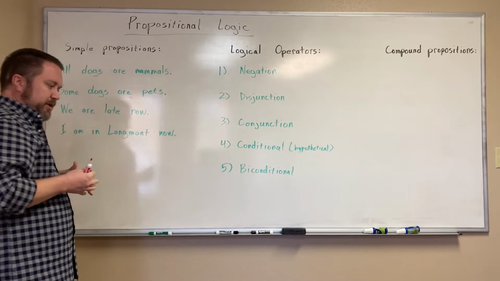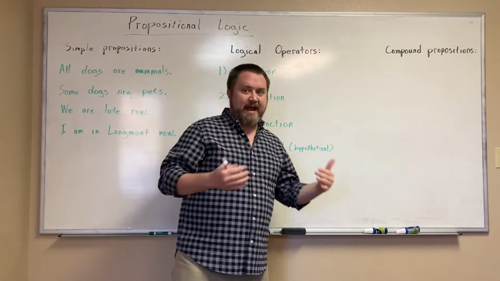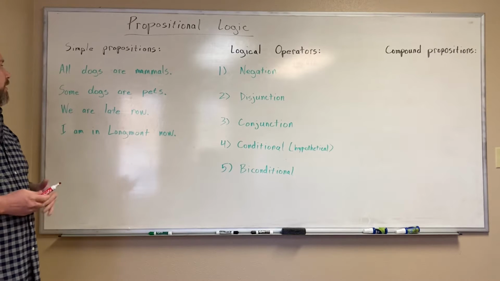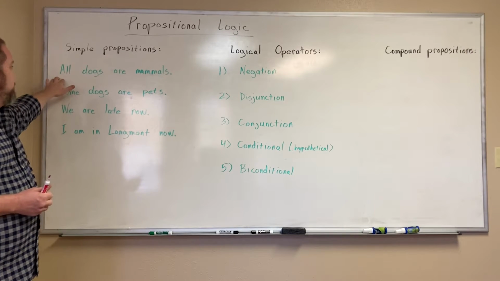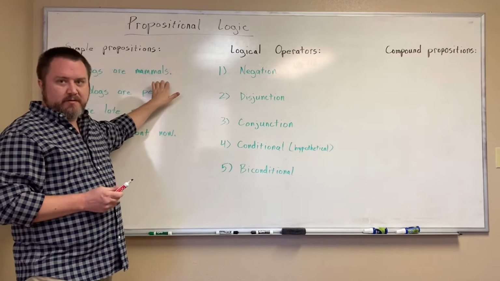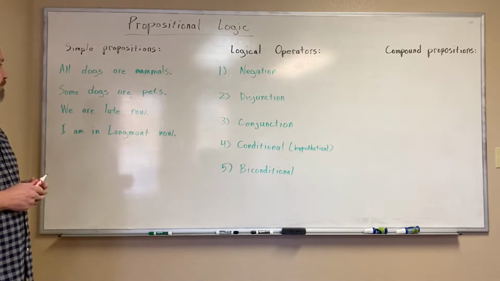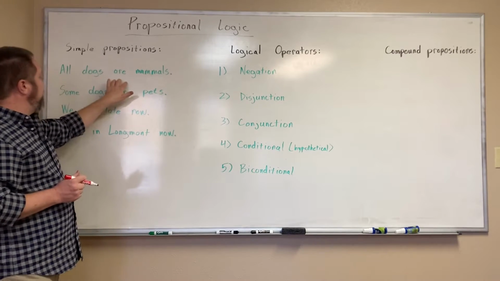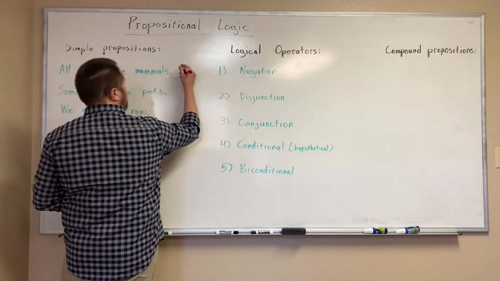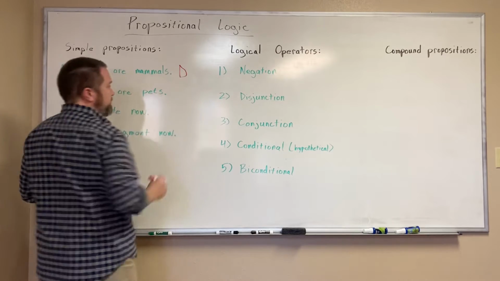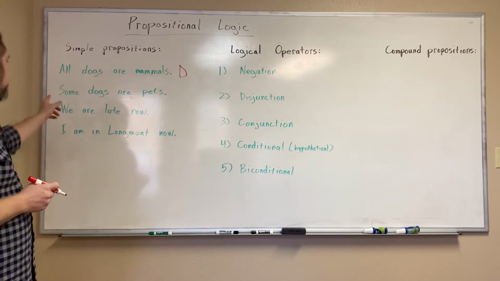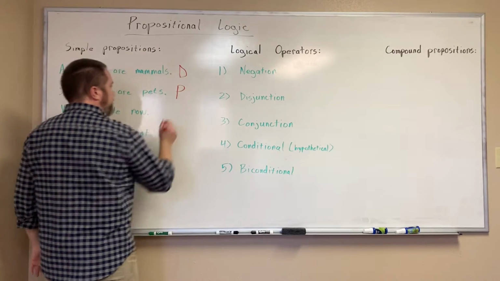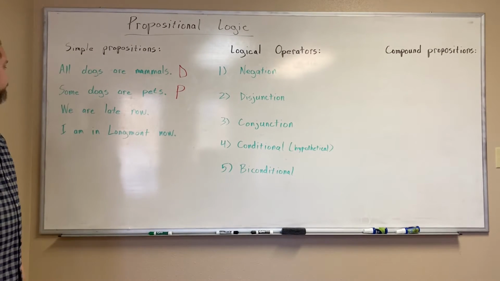In categorical logic, we've represented each of the categories within a statement with a single capital letter. We're going to now represent the entire simple proposition with a single capital letter, and you'll see why we're doing that later. So just to start now, all dogs are mammals. We can refer to that just as capital letter D. Some dogs are pets. To avoid confusion, let's just refer to that as capital letter P.